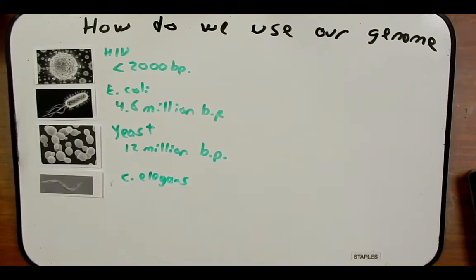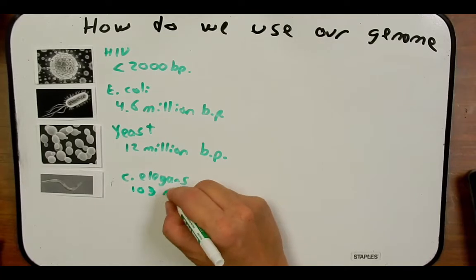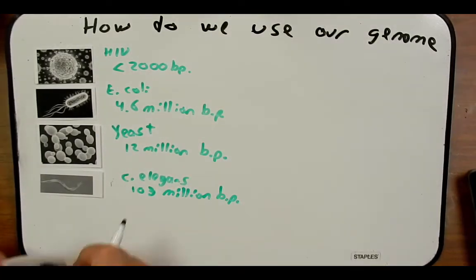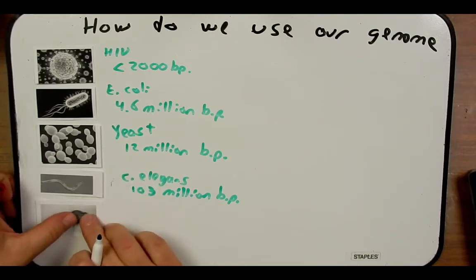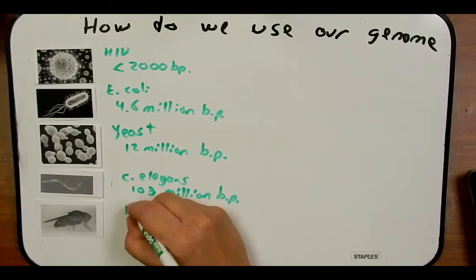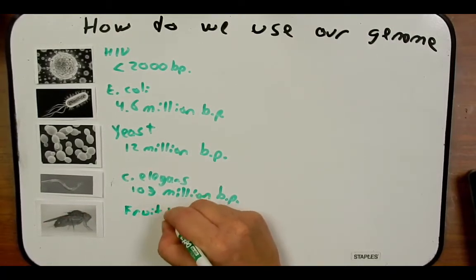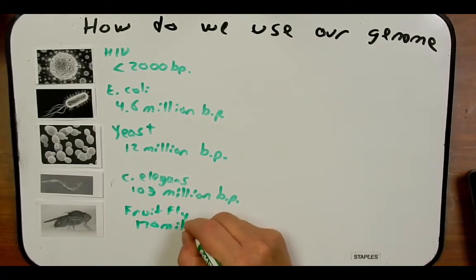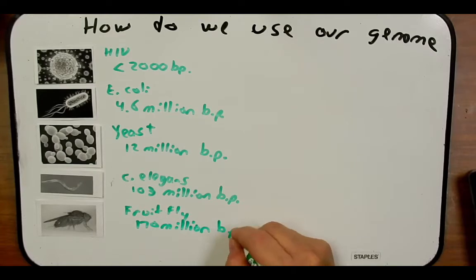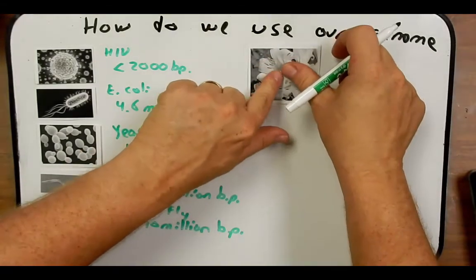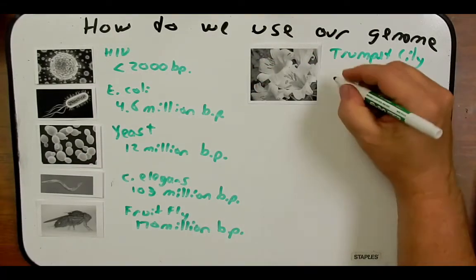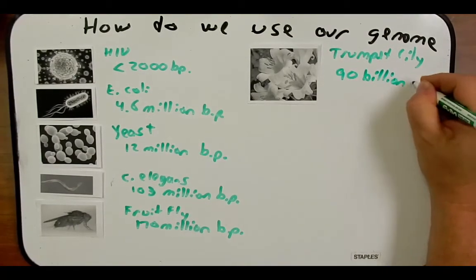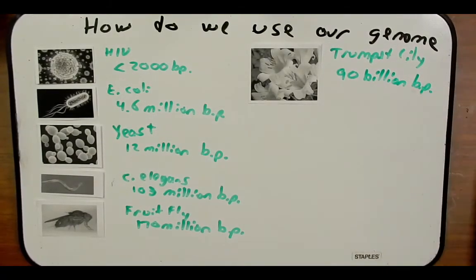This worm has 103 million base pairs. Now let's look at Drosophila. Drosophila, or the fruit fly, has 170 million base pairs. Here's a picture of a trumpet lily, and a trumpet lily has 90 billion base pairs. A lot of base pairs.